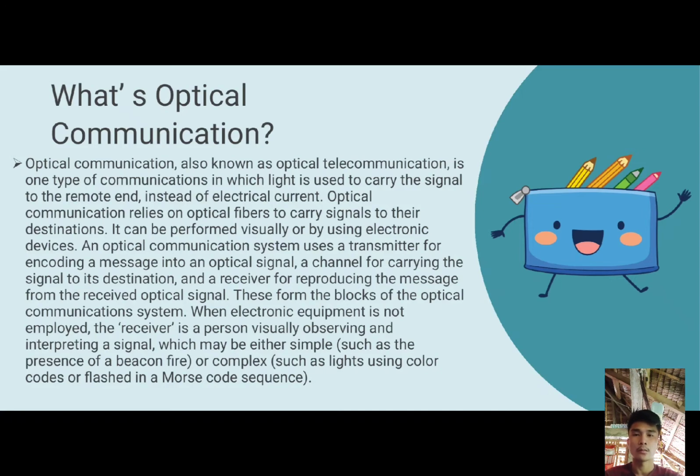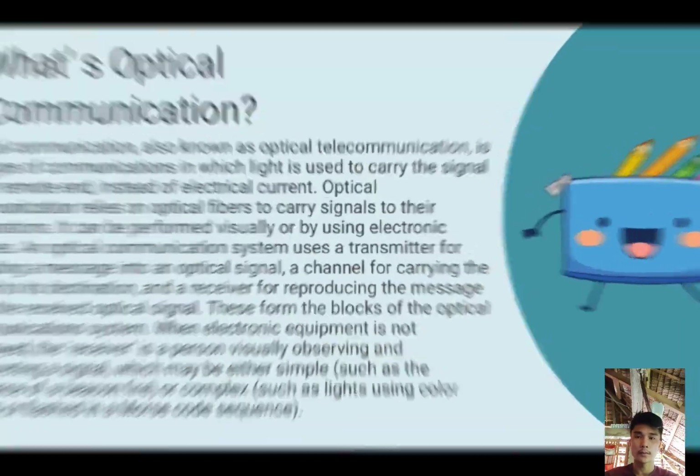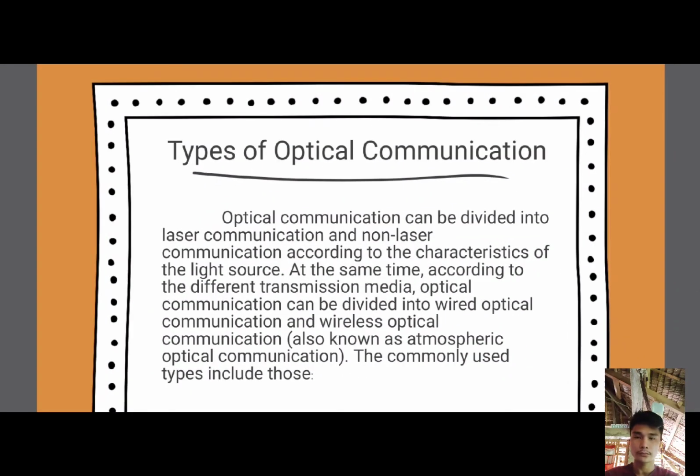When electronic equipment is not employed, the receiver is a person visually observing and interpreting the signal, which may be either simple, such as the presence of a beacon fire, or complex, such as lights using codes or flashes in a Morse code sequence. These are the types of optical communication.